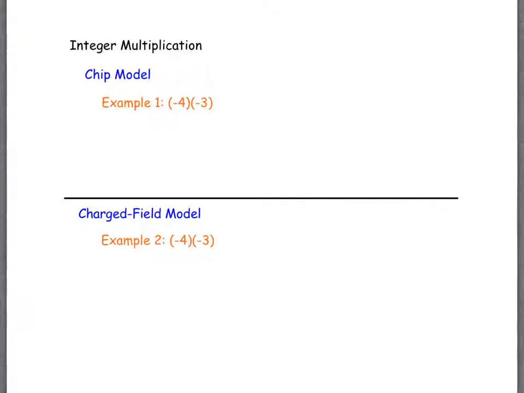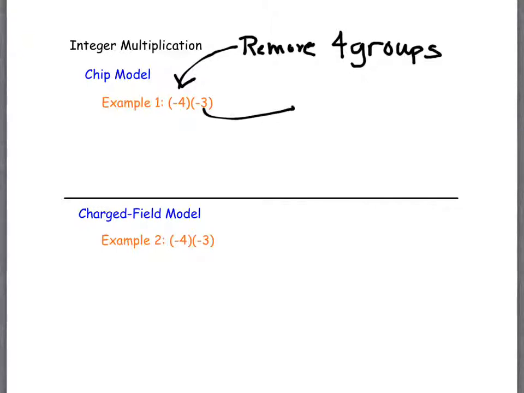Whoops, that's not what I want to do. Draw with the arrow. All right, this -4, the negative tells us that we're going to remove something. And the 4 tells us we're going to remove 4 groups. So the negative means remove, the 4 means 4 groups. The second value tells us what the groups are going to look like. These are going to be groups of, in this case, 3 red chips.